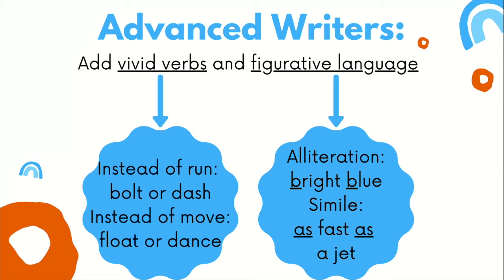Advanced writers can also use figurative language. For example, they might include alliteration, which is a string of words in a sentence that have the same beginning sound, like bright blue, or a simile that uses like or as to compare. For example, she ran as fast as a jet.